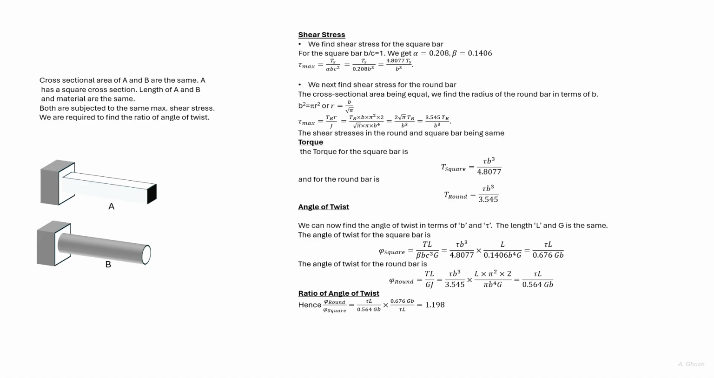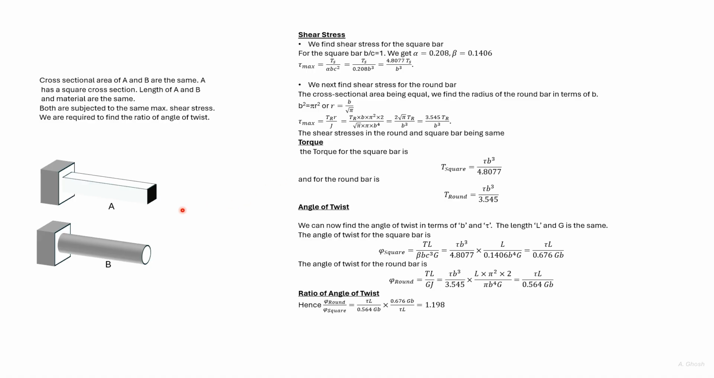Here we have an example of torque and angle of twist involving a square and a circular bar. The area of the square bar A is considered to be equal to the area of the circular bar B. The lengths are the same and the maximum shear stress in both bars is considered to be the same. We are asked to find out the ratio of the angle of twist of these two bars.